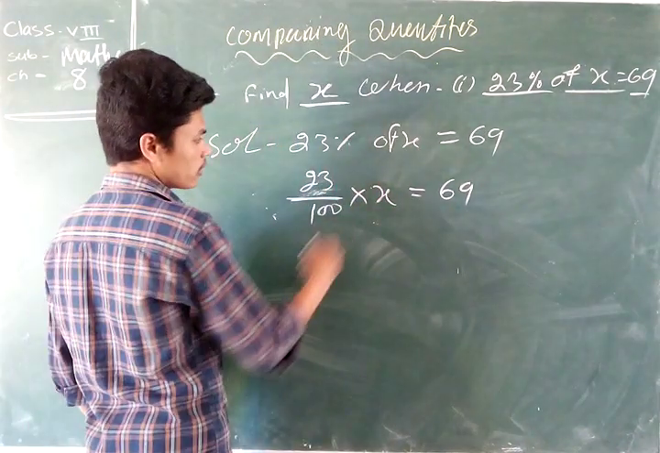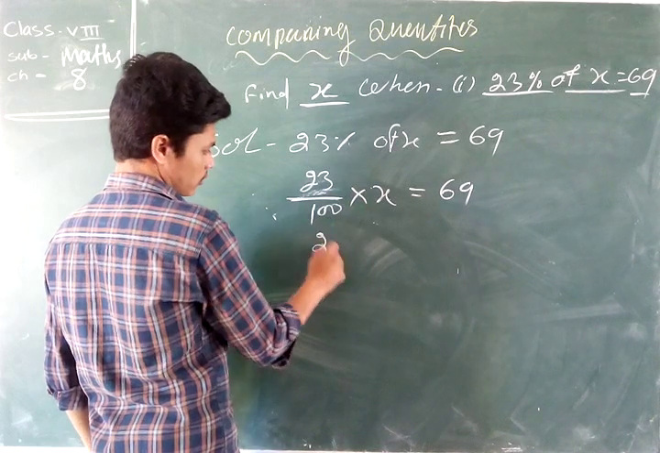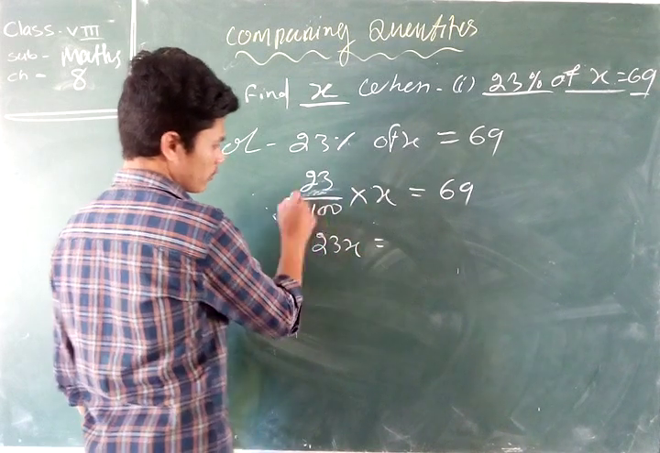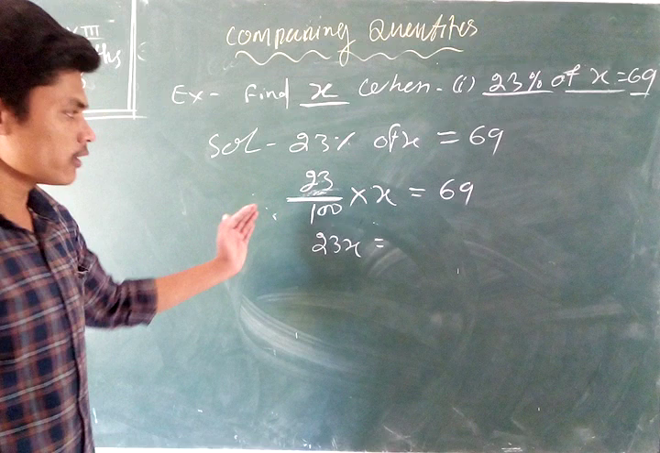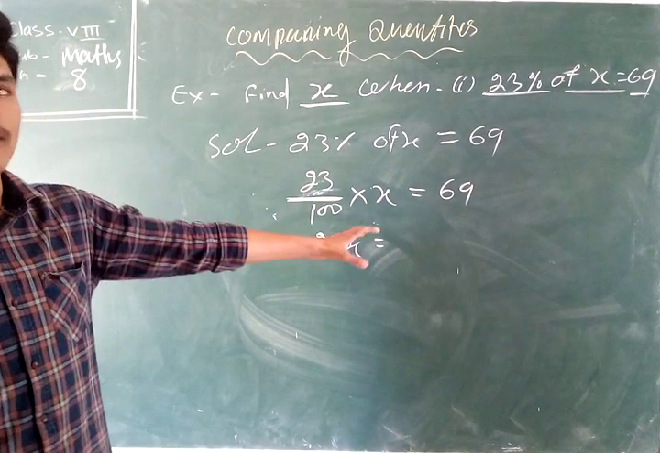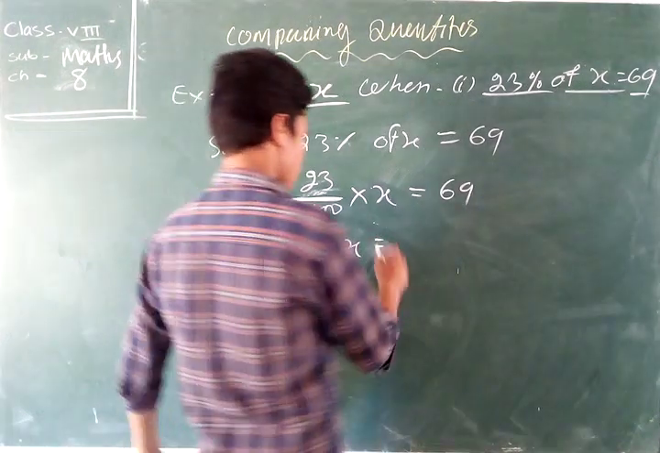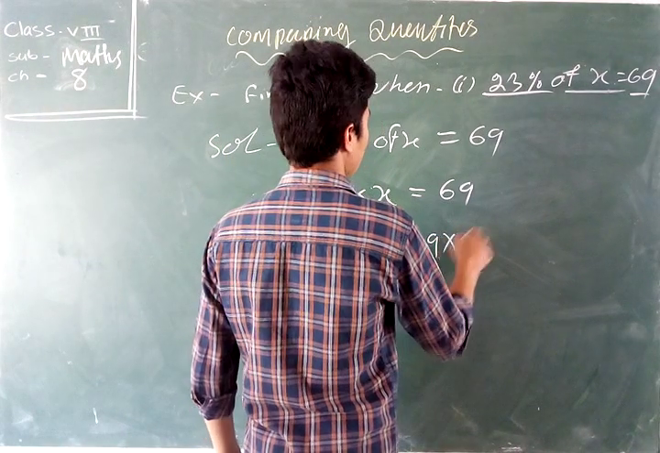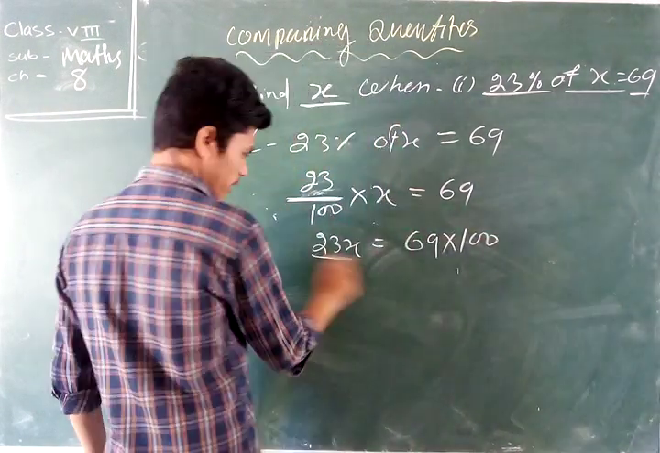Now we have 23 into x, that is 23x, over 100. The 100 is dividing on the left side, so it is transposed to the right side. Then the sign will be changed: divide is changed into multiplication. So 69 into 100 equals 23x.